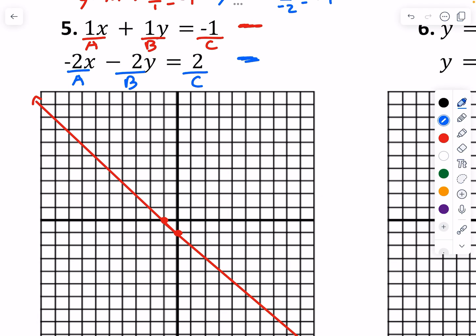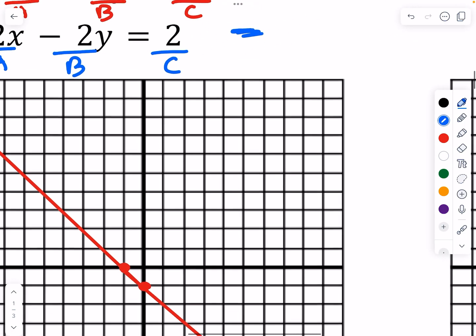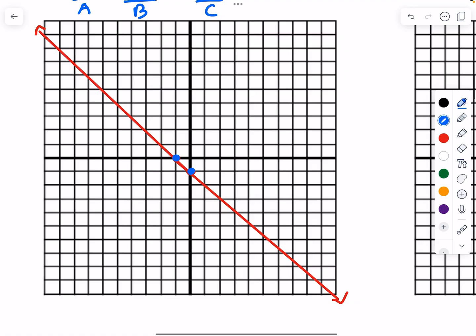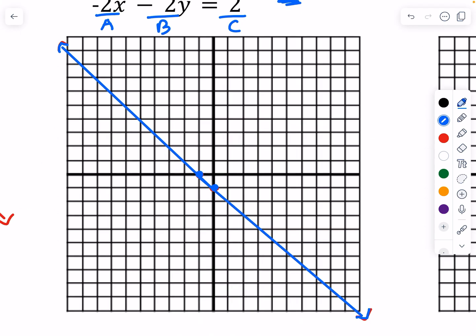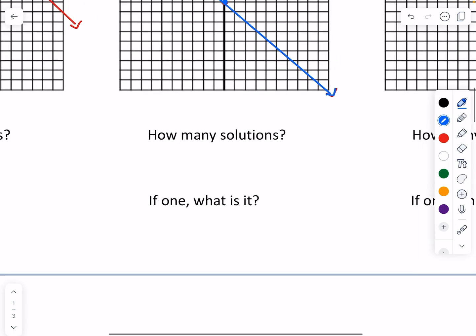And now for blue, I will have to do the same: -1 and -1. And when I do that and I try to connect them, I'm going to try to make it so you can kind of see both, but maybe it's going to be hard to tell. We end up with the same line on top of each other. You can kind of see in some places, but the red and the blue are the exact same, okay?